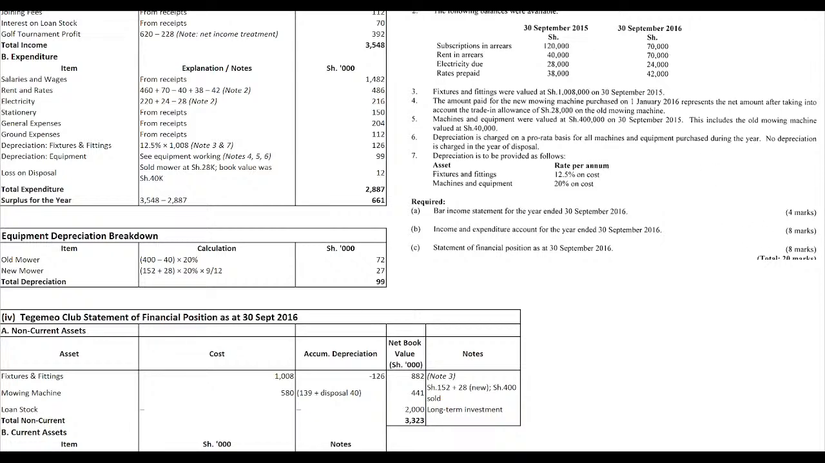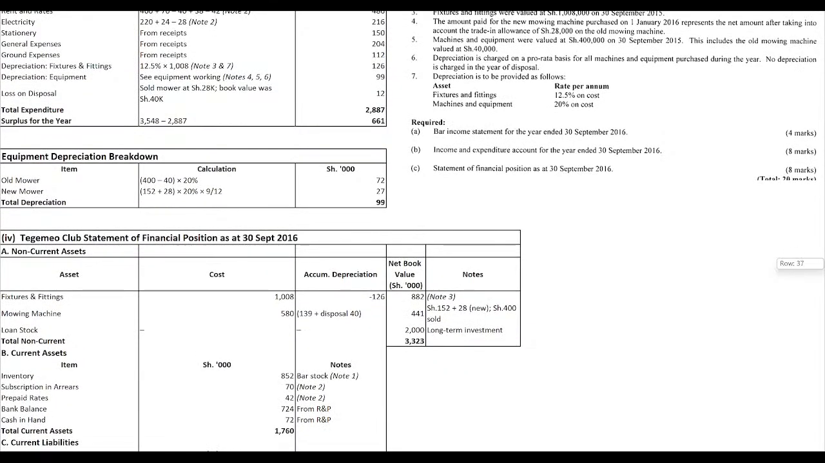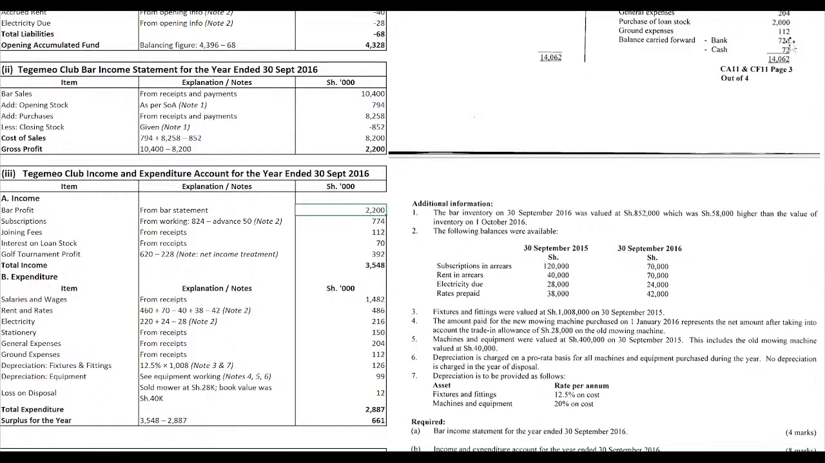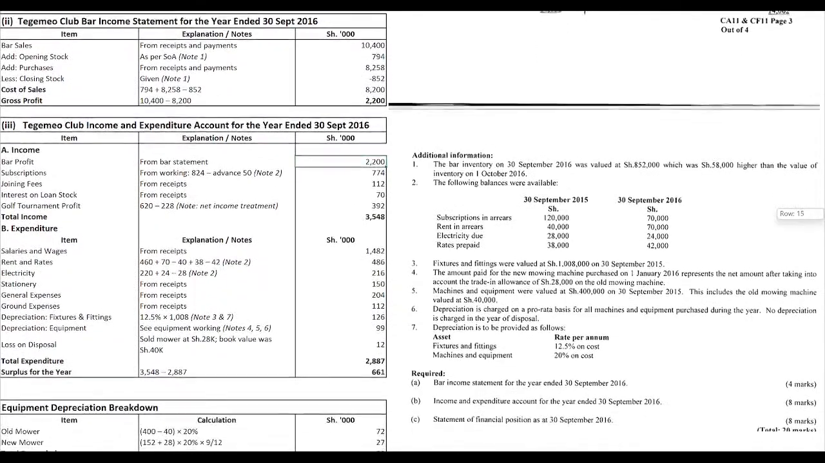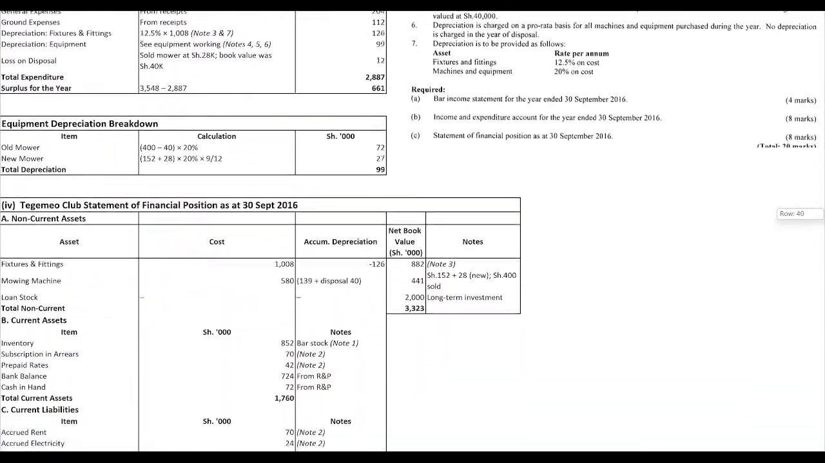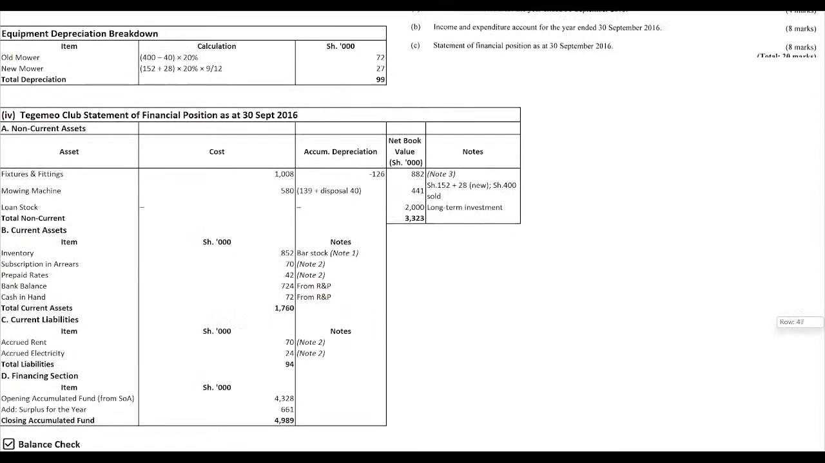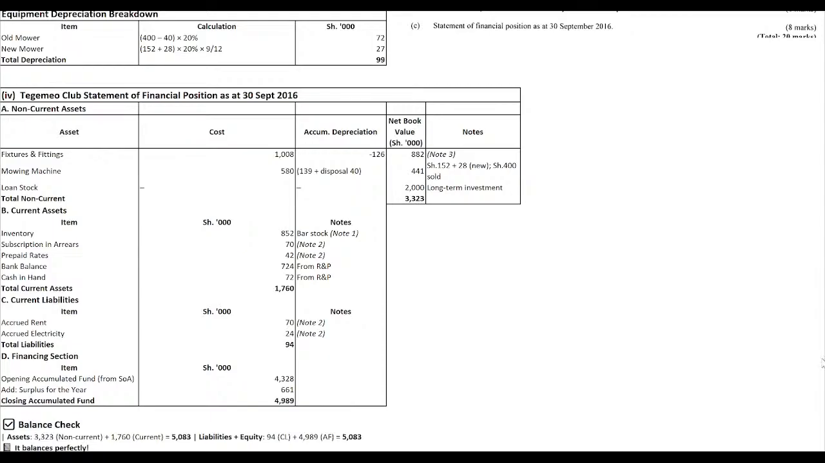Then we also have prepaid rates 42, bank balance 724, and cash in hand 72. So all that are in our receipts. 72, 724, and we also have this 42, the prepayments. So those are the current assets. So we get 1760. Then we also have the total. So if you add the total assets, you are going to get 5083. So when you add those two, then we also have our current liabilities.